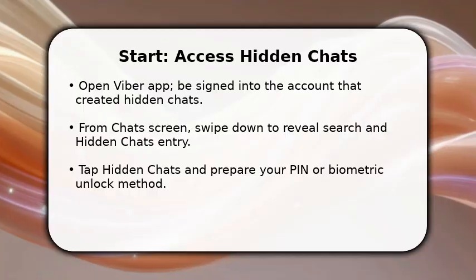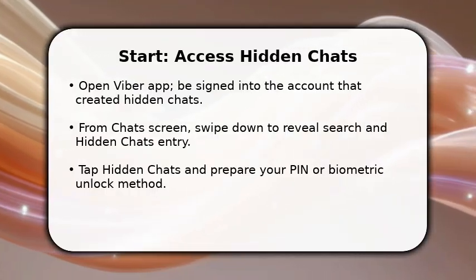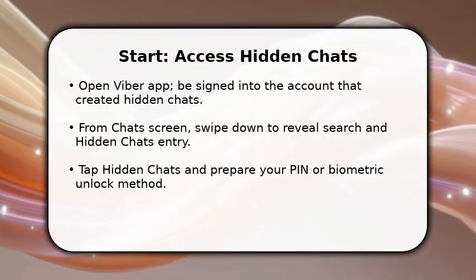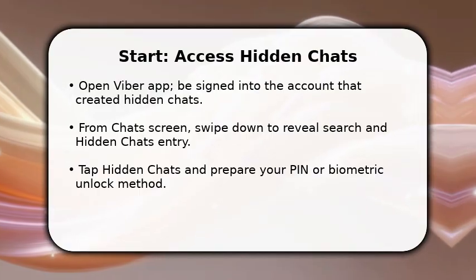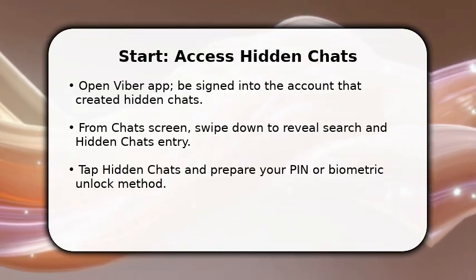Enjoy the video. You're already signed in, so start by opening Viber and going straight to the Chats view. Once there, swipe down to reveal the search bar and the Hidden Chats entry. This shortcut appears only in the chat list.